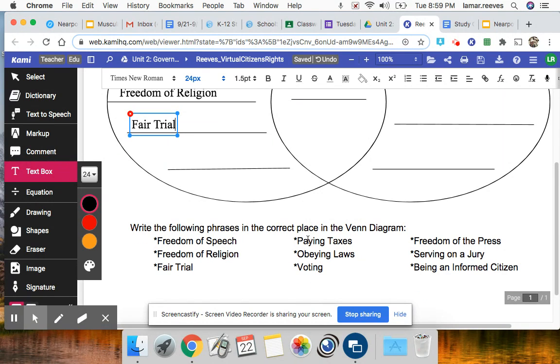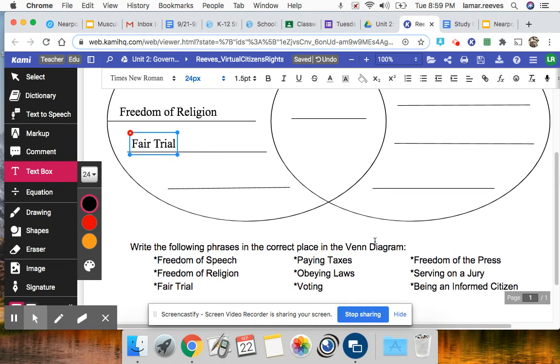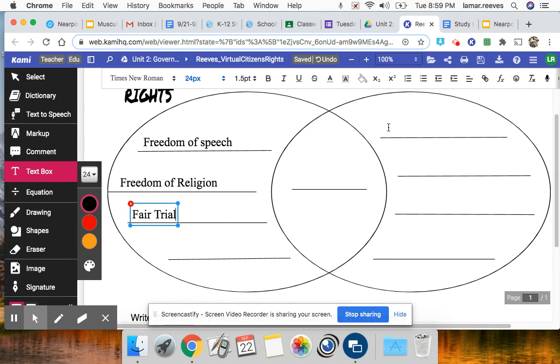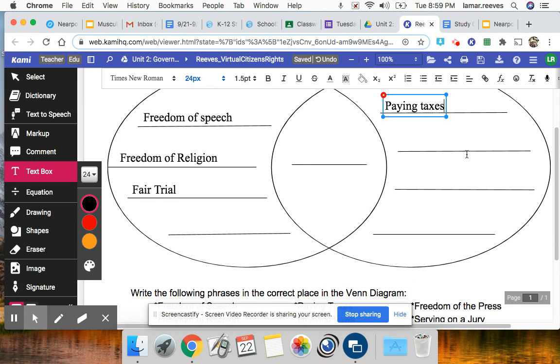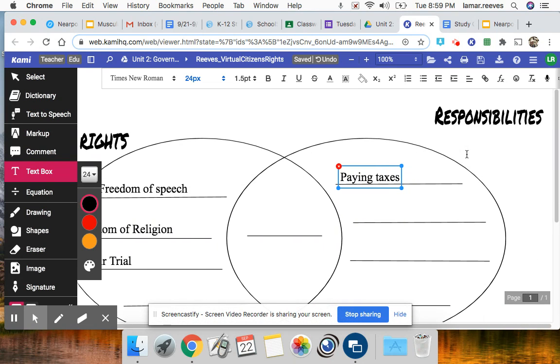Paying taxes. Now, paying taxes is not something that people enjoy doing, but it does make us a good citizen. Paying taxes, that is how our government works. So that would be a responsibility. Taxes is what pays for many things that we get from the government. A lot of government jobs, buildings, schools are paid for through taxes. And so paying your taxes is a responsibility of a good citizen.